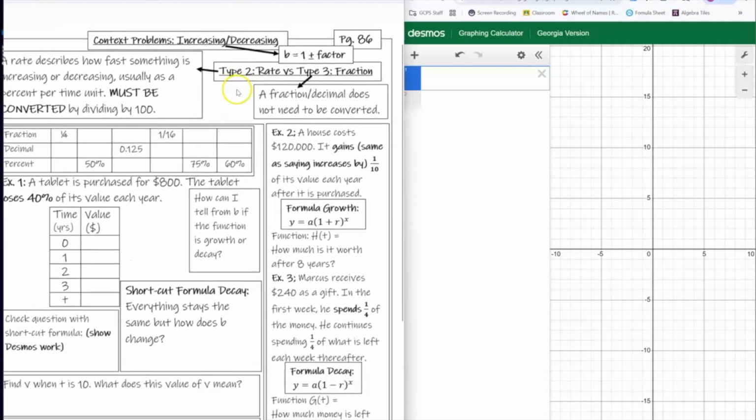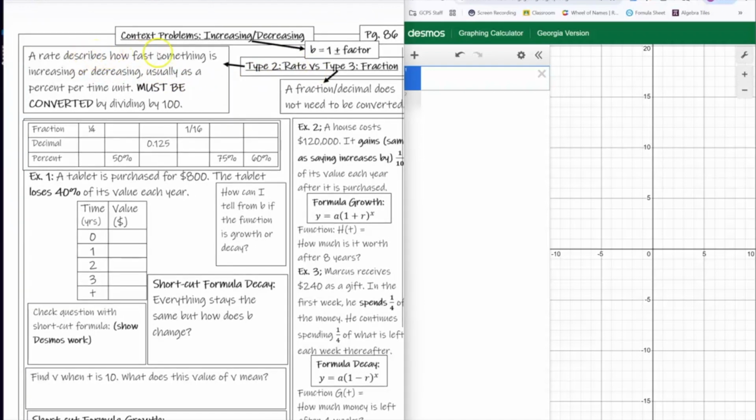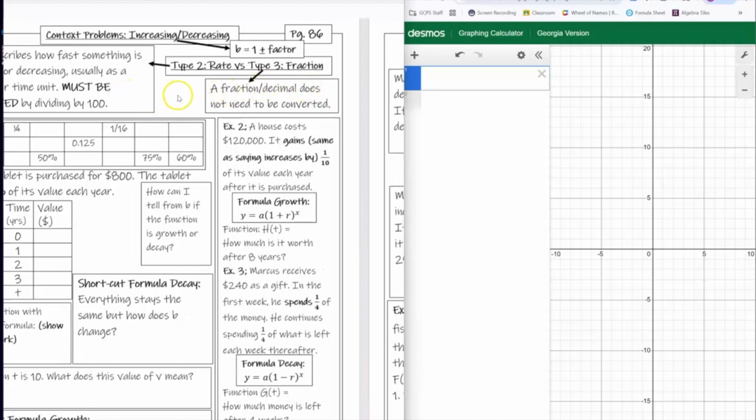So before we begin, we're going to take a look at how they may ask you this type of contextual problem. There's two types. One has a rate. And what is a rate? A rate describes how fast something is increasing or decreasing, but it's usually as a percent per unit of time. Now, this is very, very important. If it is a percent, it must be converted by dividing by 100. The other question they could give you is not a percent question, but either a fraction or decimal. This does not need to be converted.